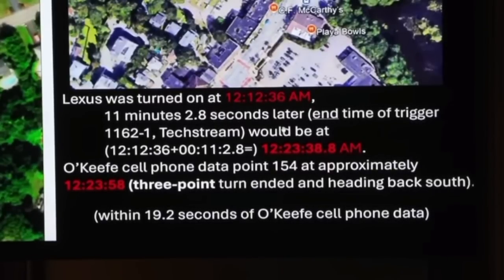Based on the infotainment clock? Based on the infotainment clock. And that's from the Lexus? From the Lexus. Your Honor. Sustained. And where's that from? The Lexus. Thank you.